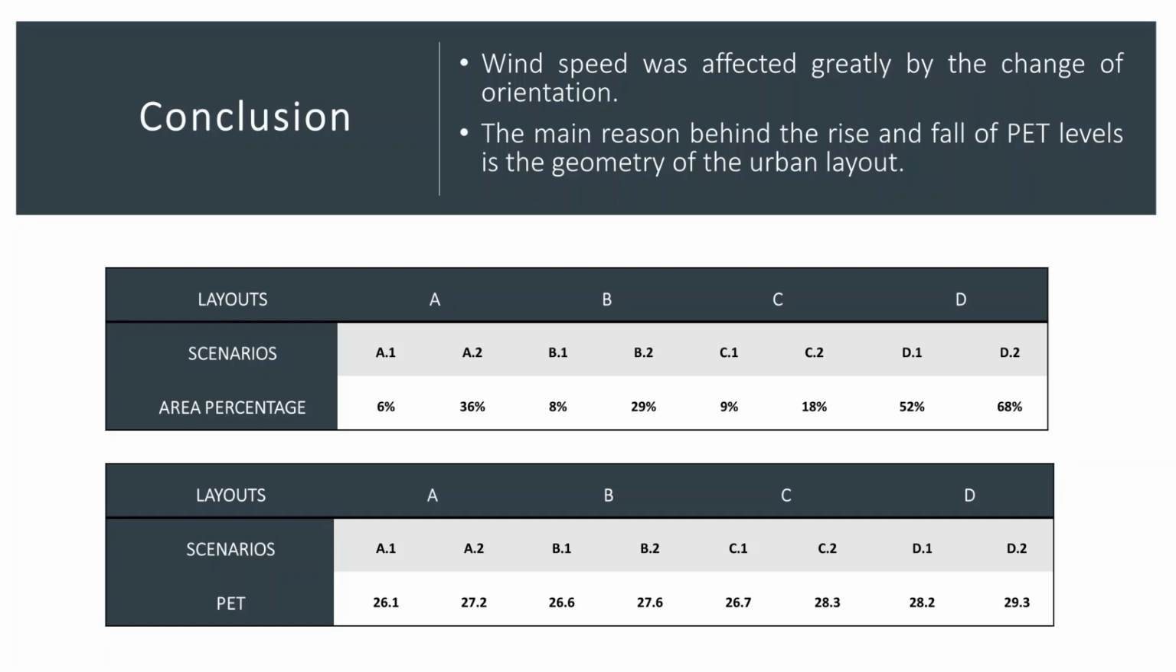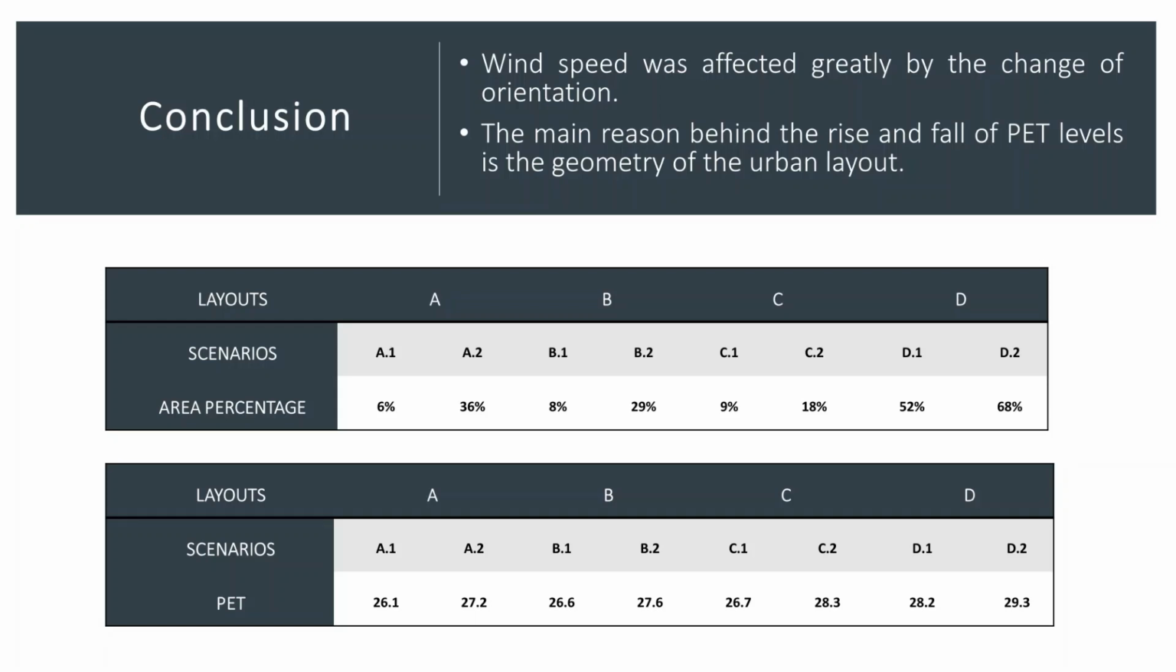The street grid analysis showed interesting results throughout the different layouts. Wind speed was affected greatly by the change of orientation, where the 45-degree rotation from north showed a major improvement in wind flow distribution. However, the change in orientation did not play a key part in the PET levels, even though it changed the shadow patterns.